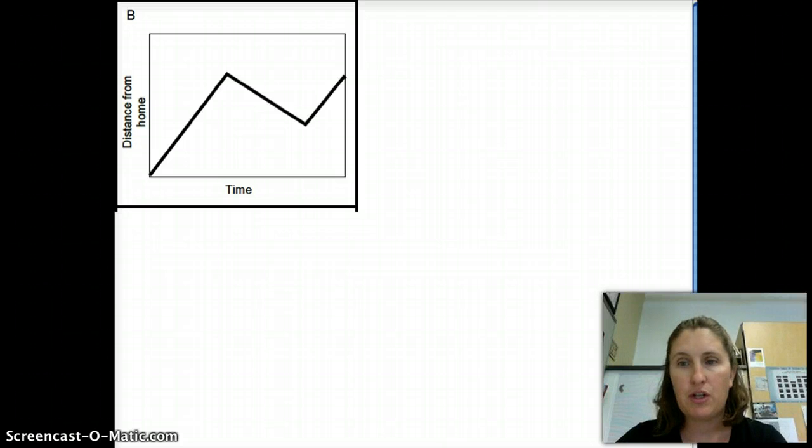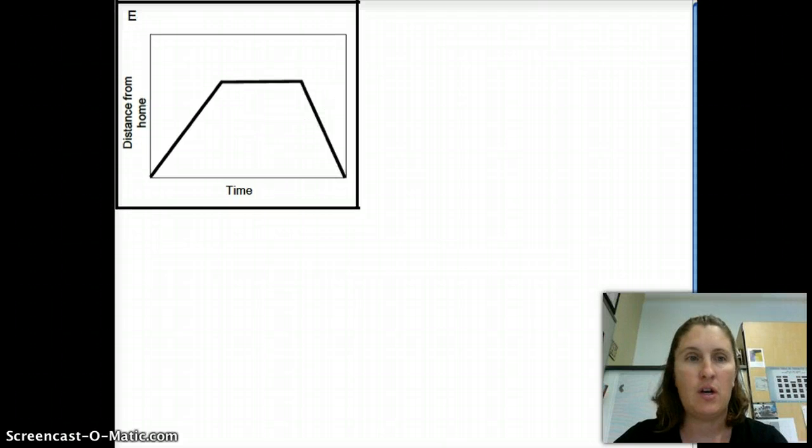A couple things I want to show you. Hopefully this is review for you, but notice that here we have this line that seems to mean that Tom is getting farther away from home. So one of the questions I would have for you is, what is Tom doing in picture E where he goes away from home and then his distance stays the same while time is going on? Well, hopefully you're thinking it means he's staying still.